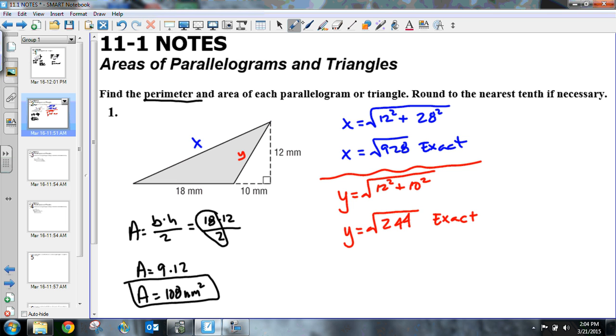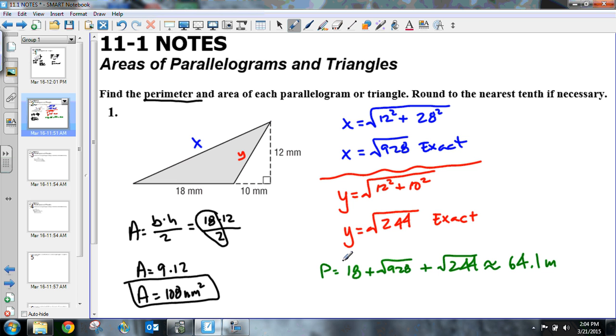So now what I want to do is find the perimeter. The perimeter is just all these side lengths added up. So I'm going to take 18 plus the square root of 928 plus the square root of 244. And if you plug that into your calculator, you end up getting that the perimeter is approximately 64.1 millimeters.